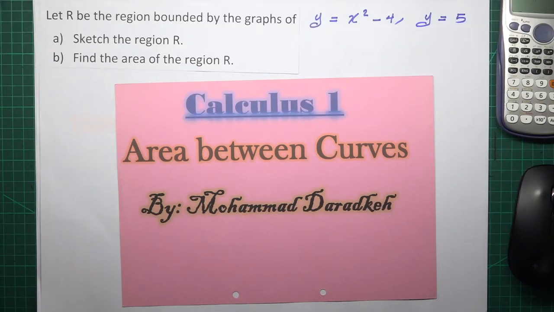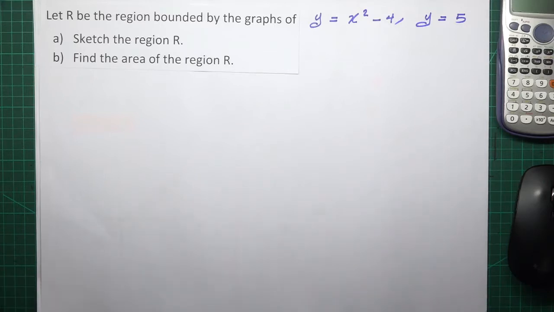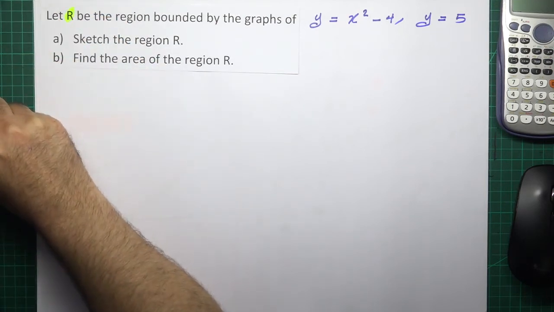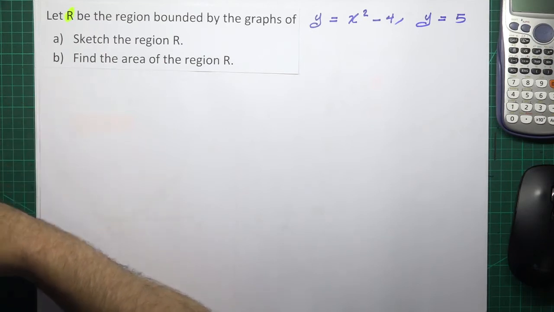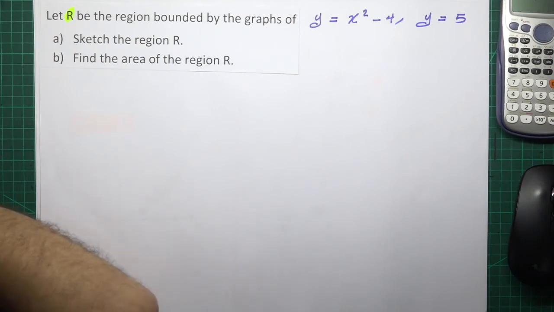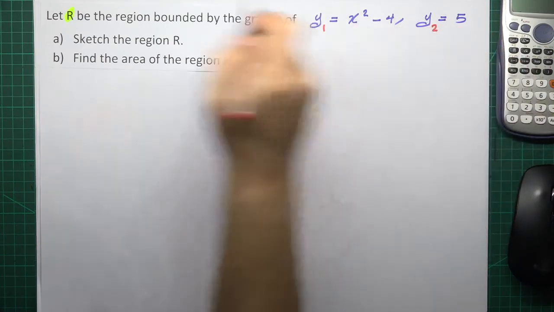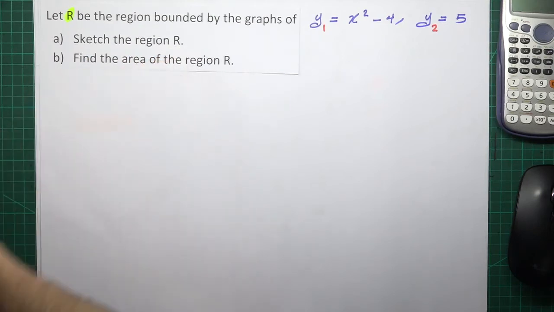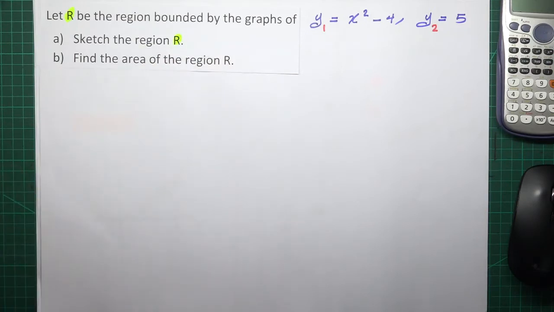Area between curves, and we have this problem. Let R be the region bounded by the graphs of y equals x squared minus 4 and y equals 5. I will call them y1 and y2. Part A: first sketch the region R. Part B: find the area of the region R.